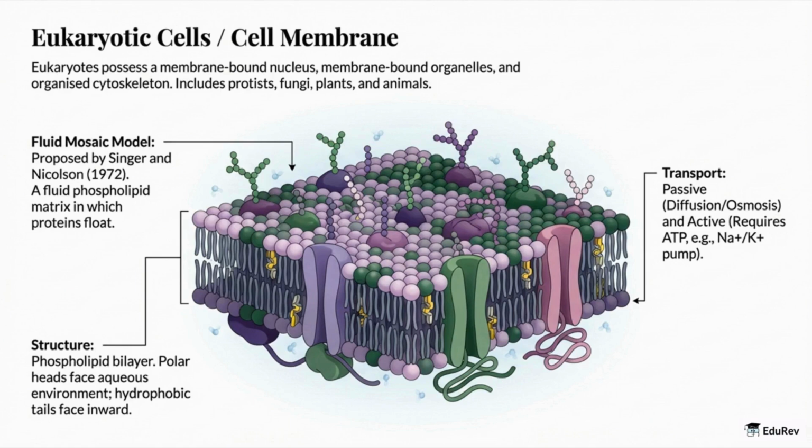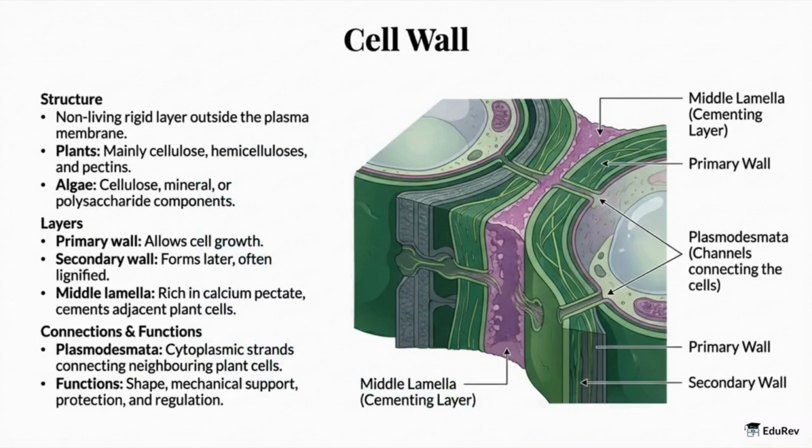Plant cells have an additional non-living cell wall outside the plasma membrane. It's mainly cellulose with hemicelluloses and pectins arranged in layers. A primary wall that allows growth, and sometimes a later secondary wall that can be lignified. The middle lamella, rich in pectins, cements adjacent cells. Plasmodesmata are channels that connect cell cytoplasm between neighbors, enabling communication and transport.